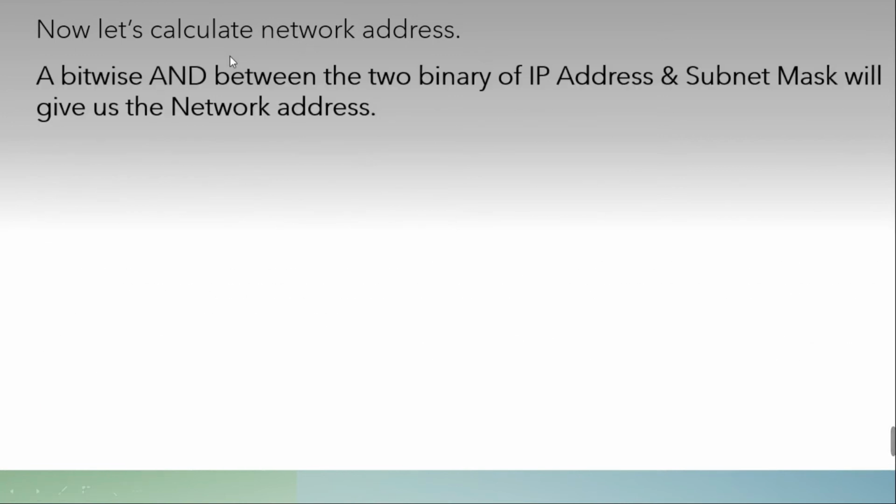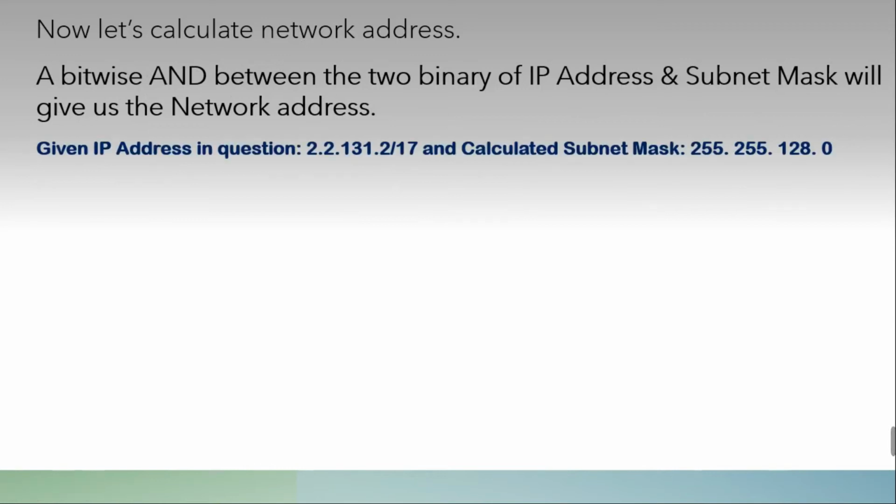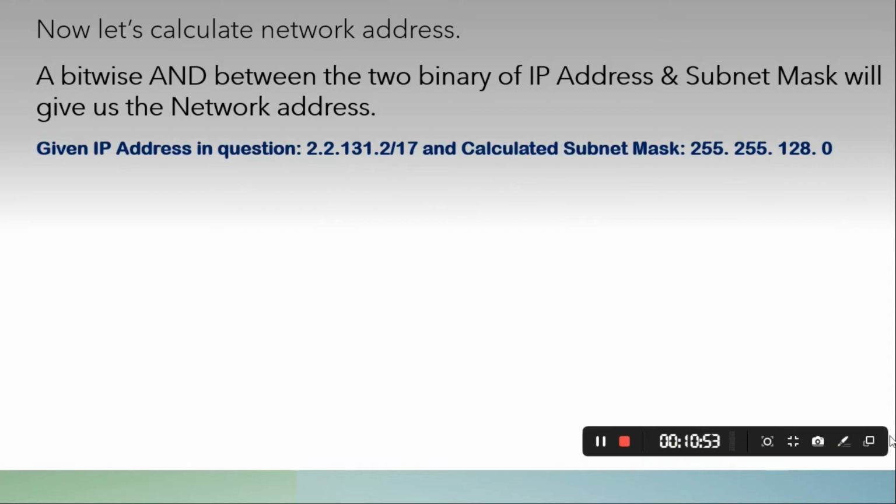The rule here is that a bitwise AND between the binary of the IP address and the subnet mask will give us the network address. Okay, so let's see what I mean. Our question was 2.2.131.2/17, and I have already calculated the subnet mask as 255.255.128.0.